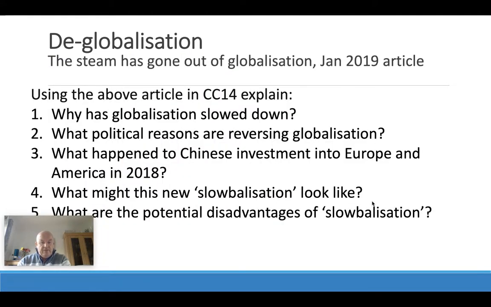Okay, so as I mentioned, the article is followed by 5 questions. The questions come from me, and the answers come from the article on pages 13 and 14 in CC14, but also from some of the clips that you would have seen over the last couple of slides that we've talked about. So, 5 questions to answer, and think about how you might answer them, and then move on to page 15 in your booklet.